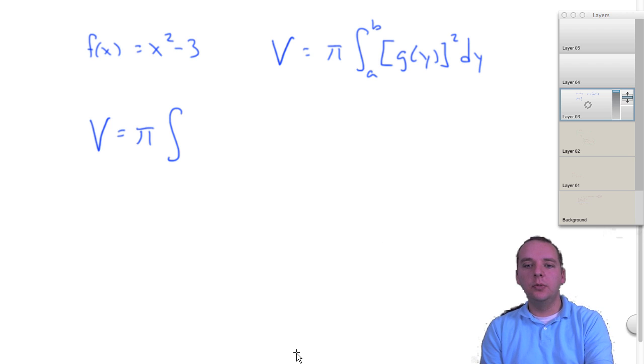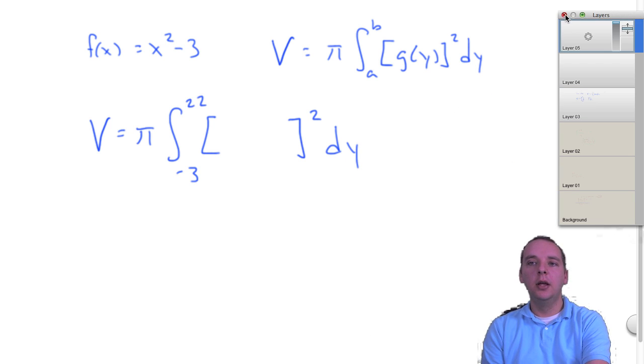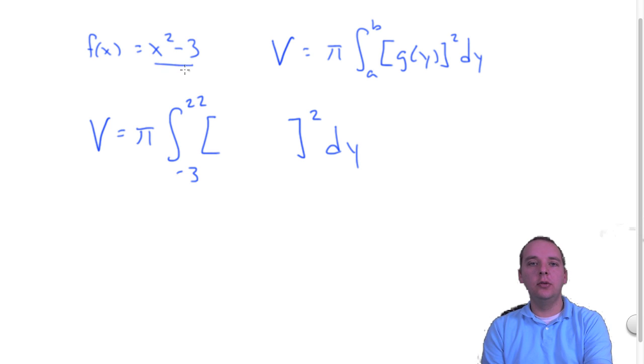All right. And so we'll go from -3 to 22 of some function squared dy. Right now, here's where we have to start being pretty careful with our work here. I cannot use this function because if I wrote x squared minus 3 quantity squared dy, that just doesn't work. This is a function of x, but you can't integrate that with respect to y. It just doesn't work.